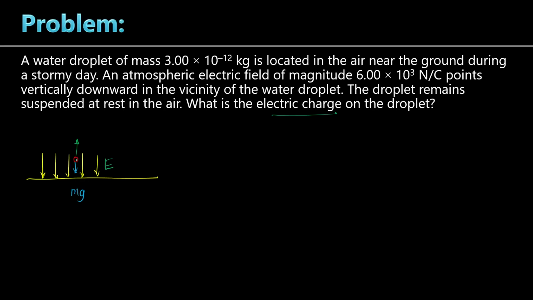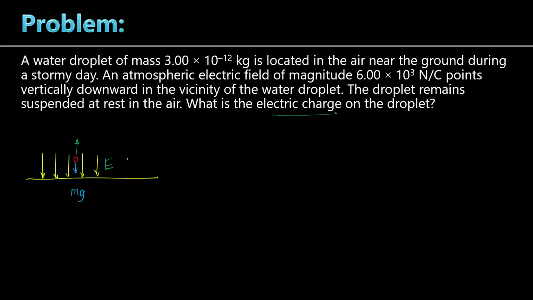Kinakailangan may force na kumontra sa gravitational force para siya ay lumutang. Kaya i-drawing natin na itong force na ito ay pataas. And knowing that this is upward, while the direction of the electric field is downward, kung opposite ang force doon sa direction ng electric field, what can we say about the charge?